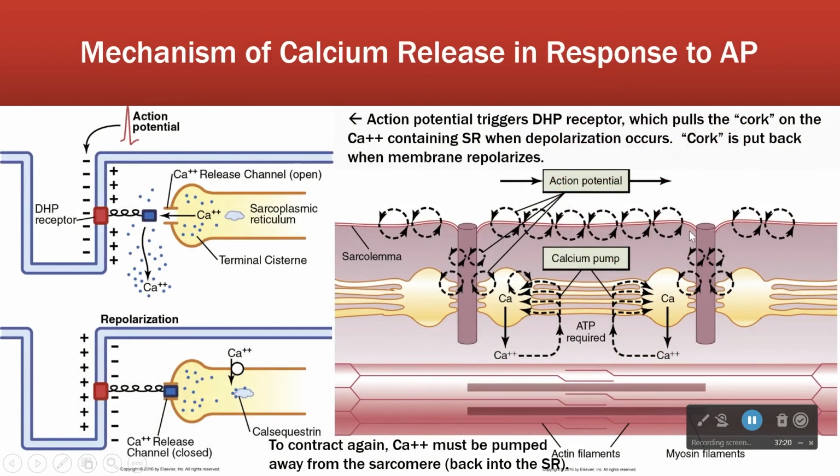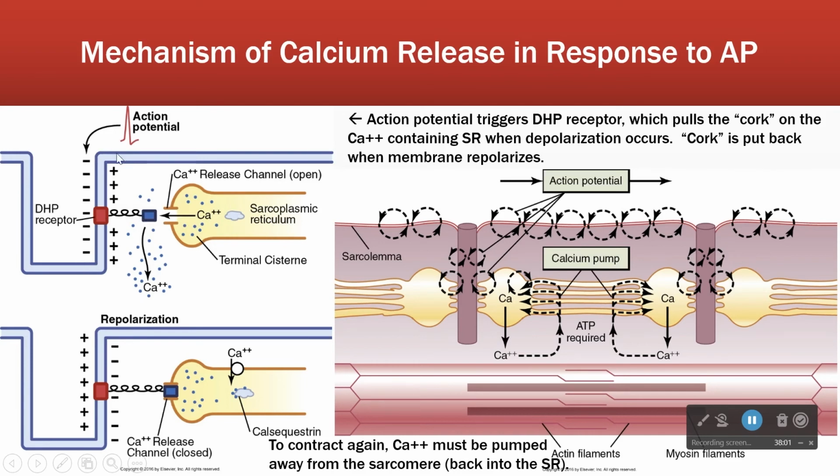Well, here's our sarcolemma. This is our action potential moving down the T tubules, right? What happens down here that actually causes calcium to be released? There is a receptor in the T tubule called a DHP receptor. That DHP receptor has a shape kind of like this. It has a cork on one end and a receptor on the other. When the action potential moves down the T tubule, DHP pulls the cork on this calcium channel right here. That then causes the calcium that's built up in the SR to leave and cause contraction.